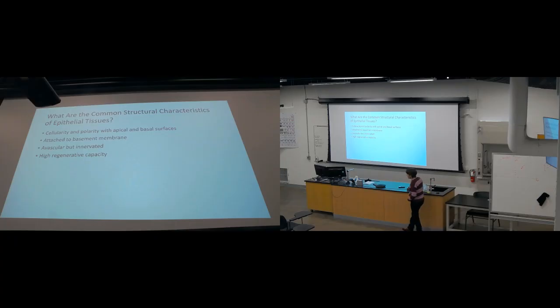So let's look at the characteristics of the first tissue type, which is epithelial tissue. So in epithelial tissue, we have sheets of cells protecting internal and external surfaces in our body, like the skin. The skin is an epithelium. The inside of our mouth is an epithelium. The inside of the urinary tract is an epithelium.